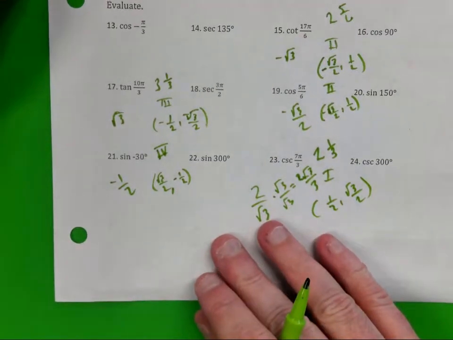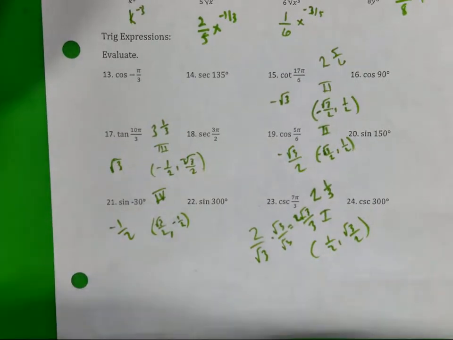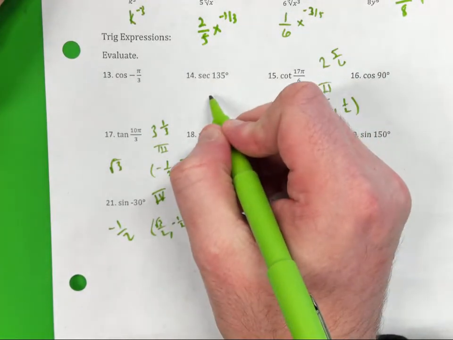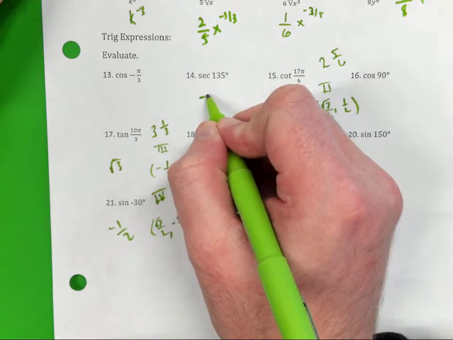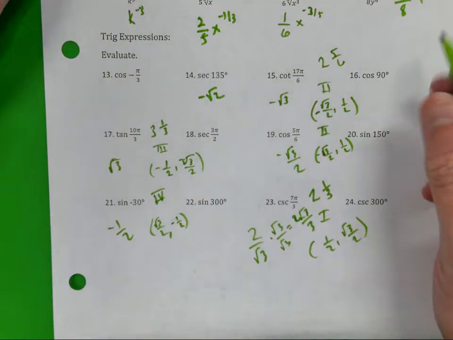All right, number 14. Secant of 135. What quadrant is 135 in? Quadrant 2. Very good. So what's this going to be? What's my answer to 14, everybody? Negative square root of 2. Very good. I need everybody to participate.